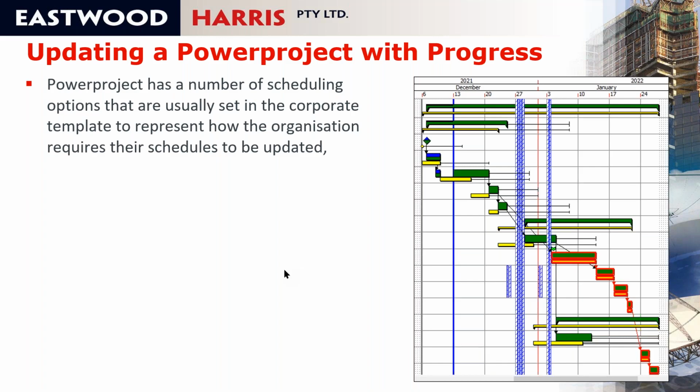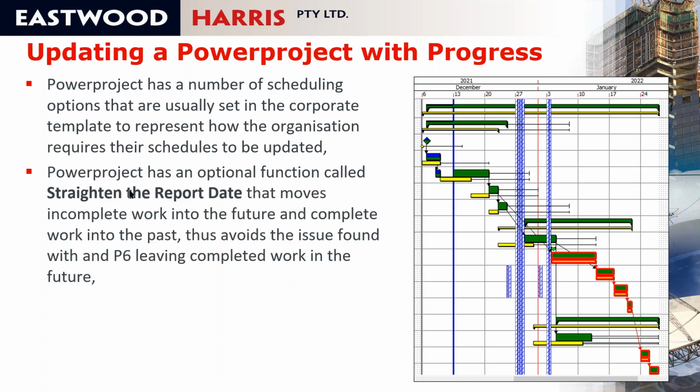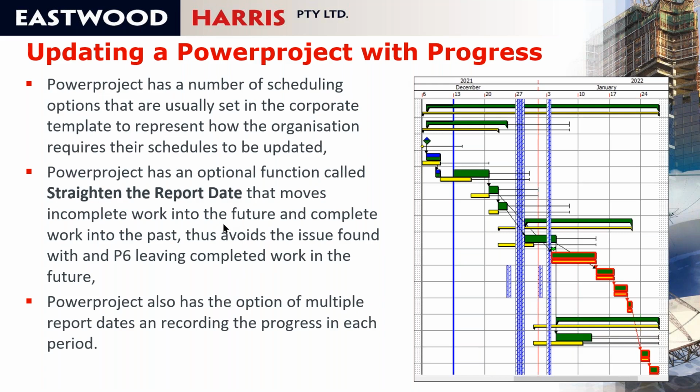and it has more scheduling options than other products. You need to decide how you want your projects to calculate and then set the options the way you want them, and it's fairly simple to mimic the way P6 and Microsoft Project calculates. Powerproject has an optional function called straighten the report date that moves incomplete work into the future and complete work into the past, which avoids the minor issue in P6 of leaving completed work in the future. And Powerproject has the option of multiple report dates.